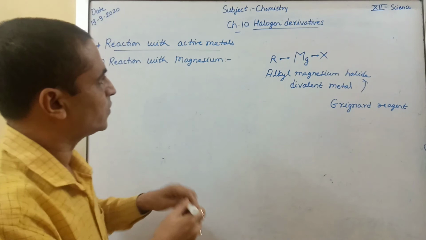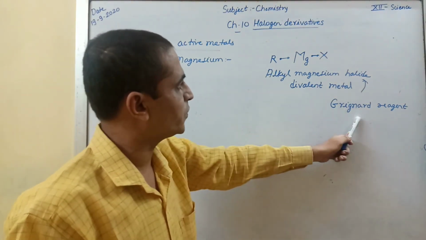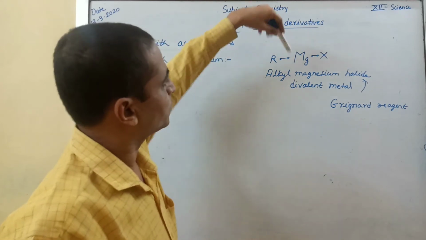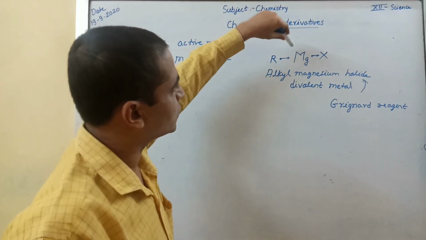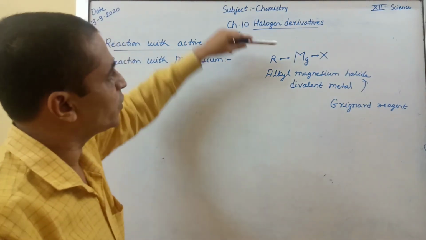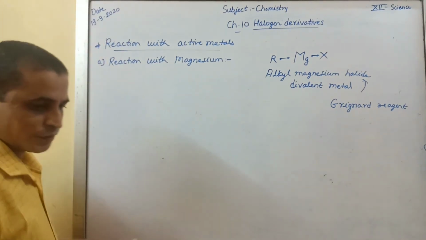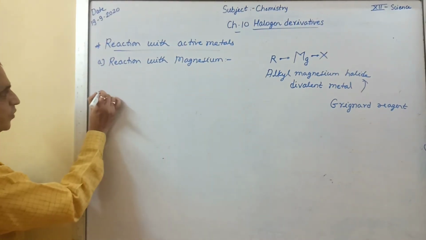This reagent was discovered by Grignard, so the name is Grignard reagent. And for this discovery, Grignard got the Nobel Prize, and it is very useful in the preparation of many organic compounds. Now, how is it prepared? So, reaction with magnesium metal.